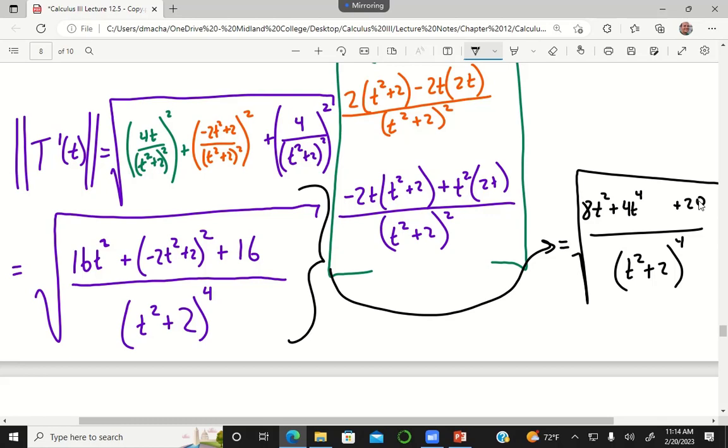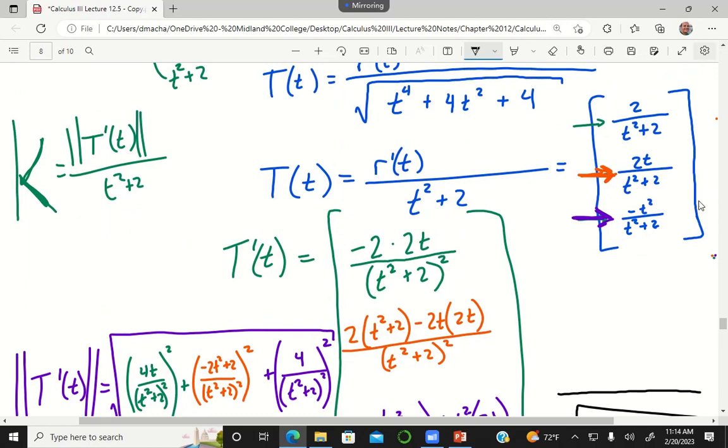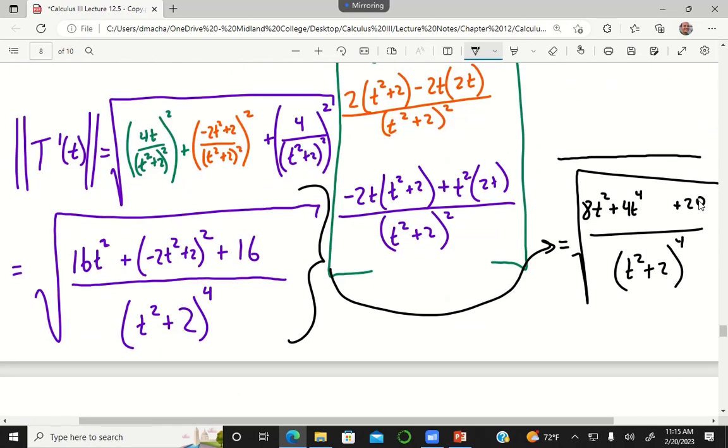So that was the... Oh, I think I misspoke earlier. I said earlier that that was the denominator of the curvature. That actually is the numerator of the curvature right there. That was my norm of T prime of t. And so all I have to do to get the curvature now is write that expression divided by t squared plus 2.